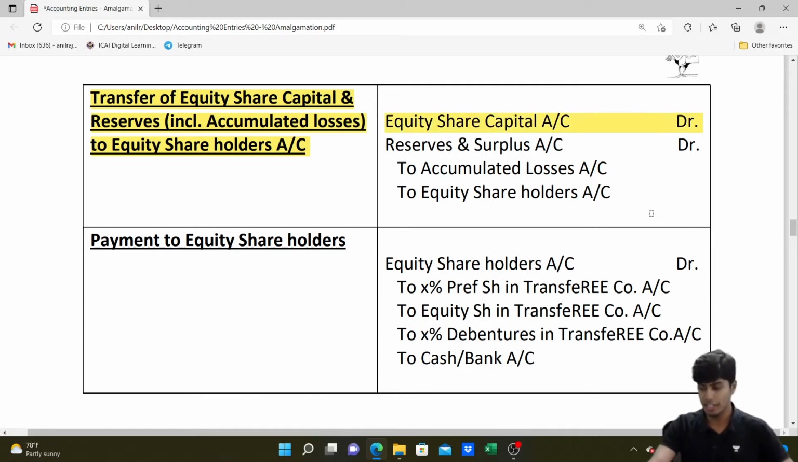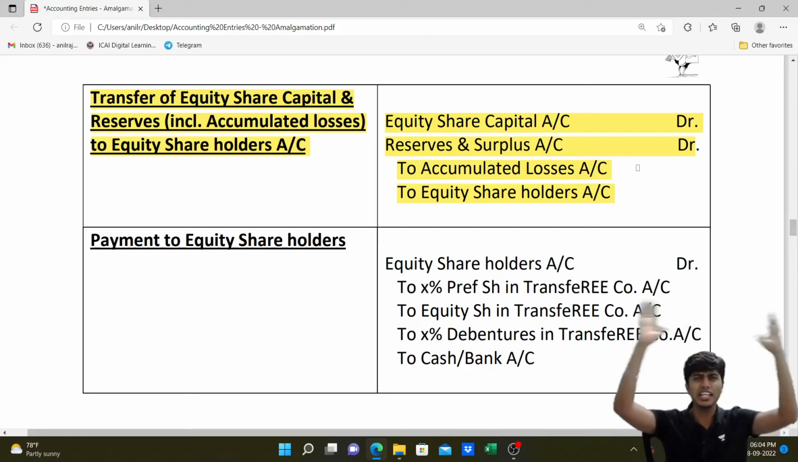Reserves also will have a credit balance. To close it, we need to debit it. And we will give credit to equity shareholders. This much money should belong to equity. If in case there is any accumulated loss, it will have a debit balance. To close this, we need to credit it. So we will basically credit such accumulated losses and transfer it to equity shareholders.